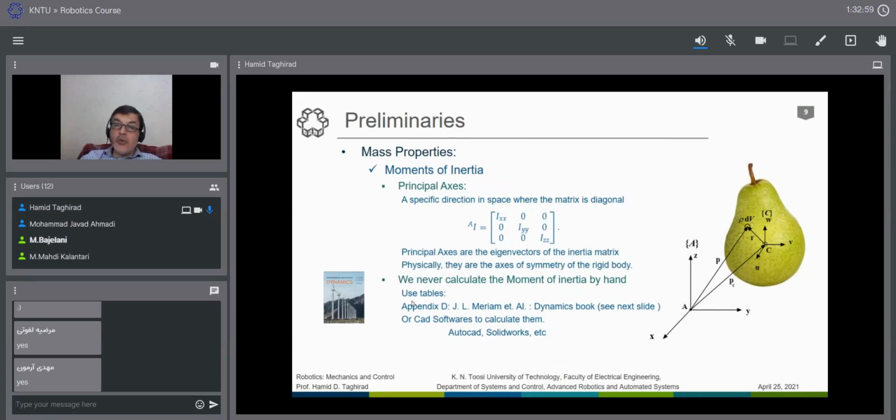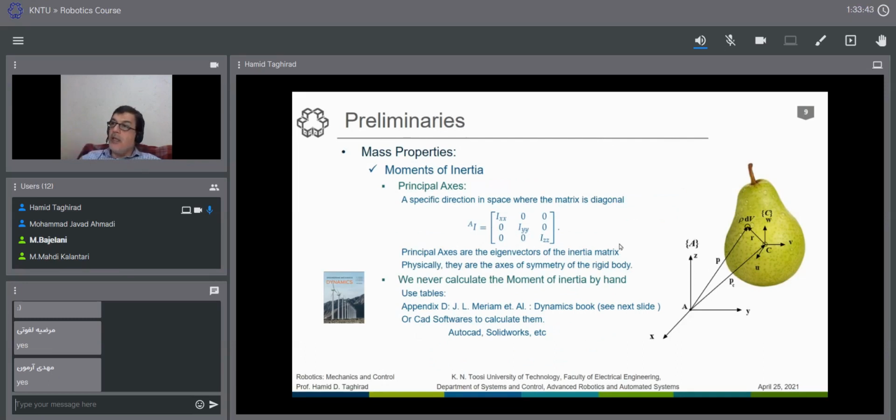I just want to show you one of these tables you usually use. You can use any dynamics book, for example the Meriam book, which is very well regarded. You can find it in Appendix D, or you can use CAD software that we usually use, like AutoCAD or SolidWorks. If you design something, you can easily find the moment of inertia of it.